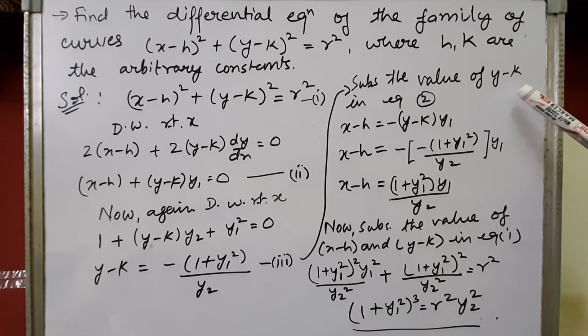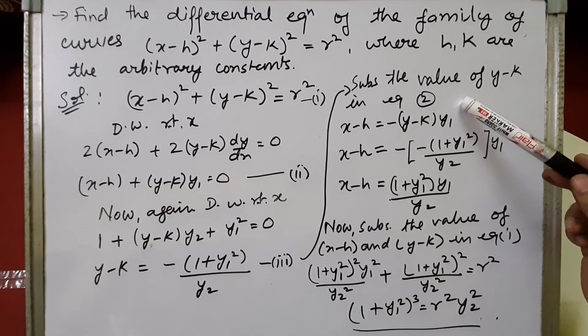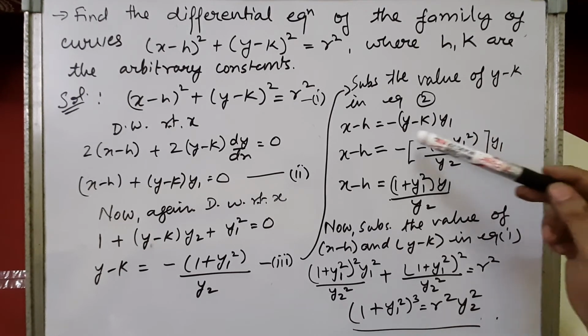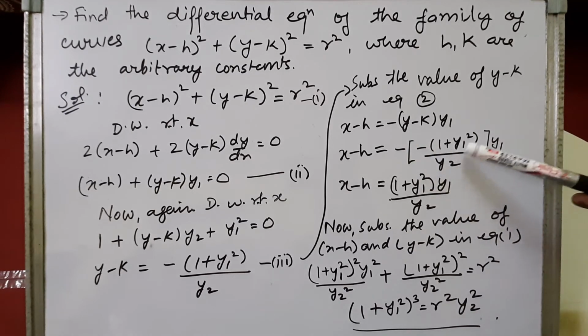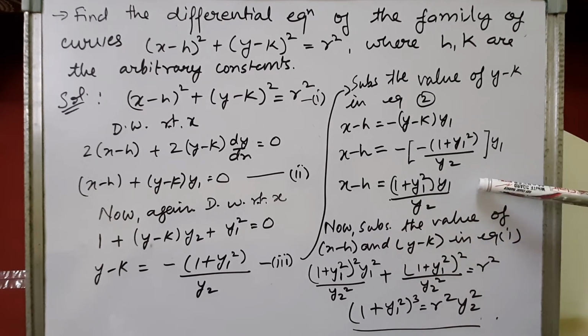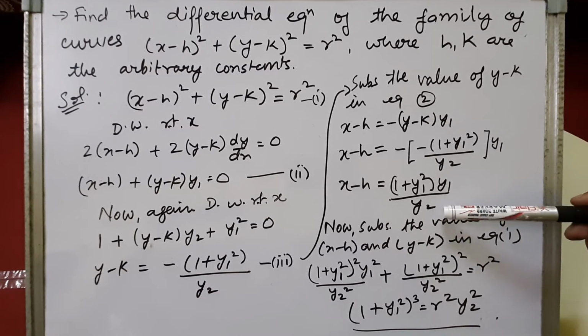So we are substituting the value of y − k in equation 2. When we do that, we'll get x − h. Here in equation 2, x − h equals −(y − k) y1. When we put y − k as −(1 + y1²)/y2, this minus and this minus will become plus. So the value of x − h will be obtained as (1 + y1²) y1 / y2. Now we'll substitute the values of x − h and y − k in equation 1, to find the differential equation, right?